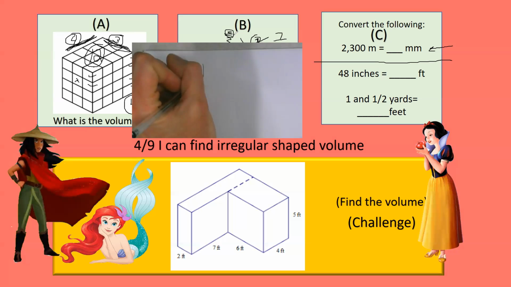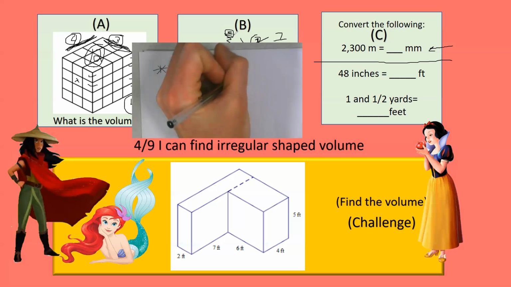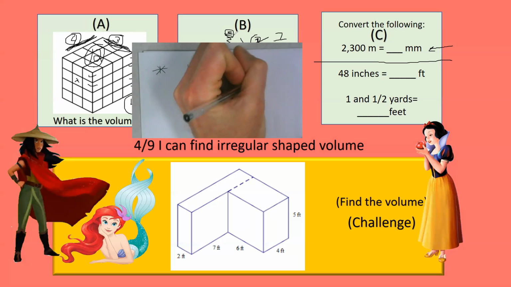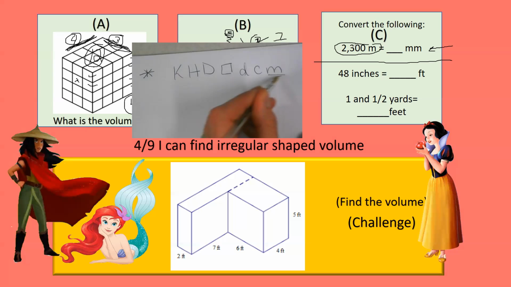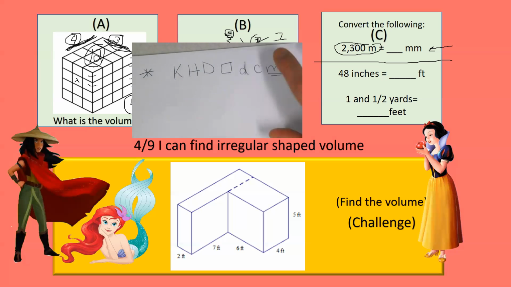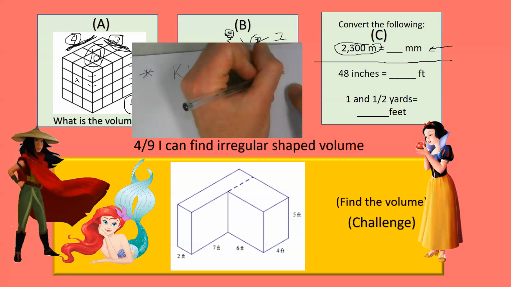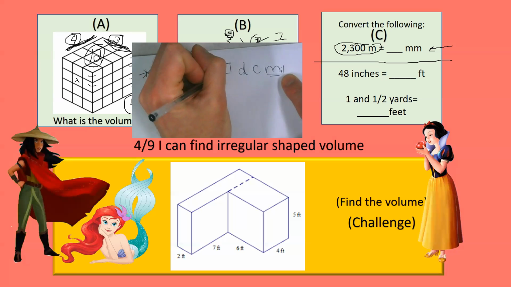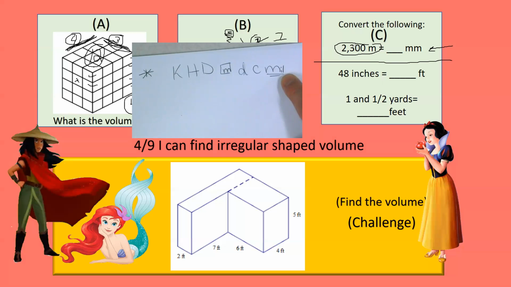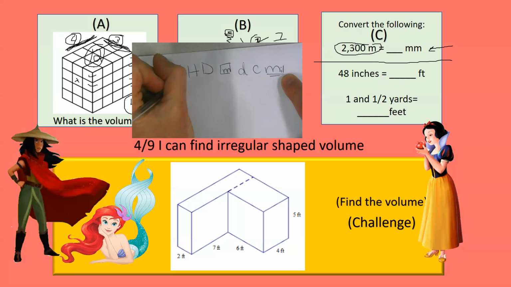KHD blank DCM, and this will help us convert. So we're starting with meters because right now we have 2,300 meters. Most people want to say we're starting there. But remember, that's not meters, that's milli. Because the system is meters instead of liters or grams, everything gets an M attached.